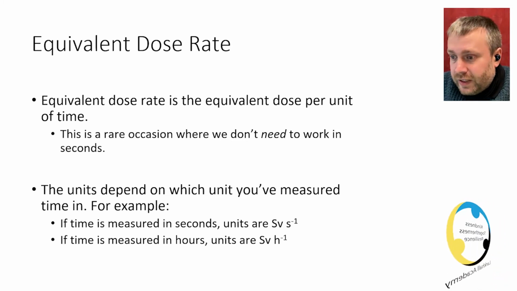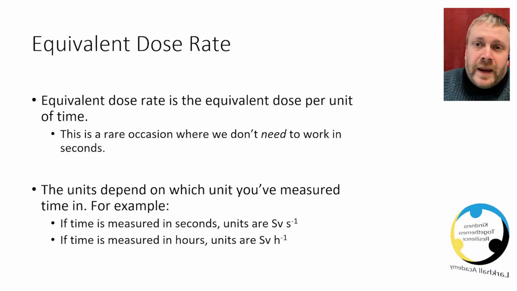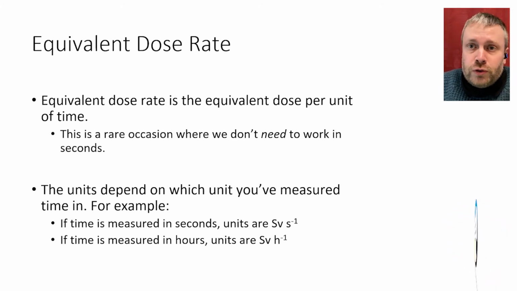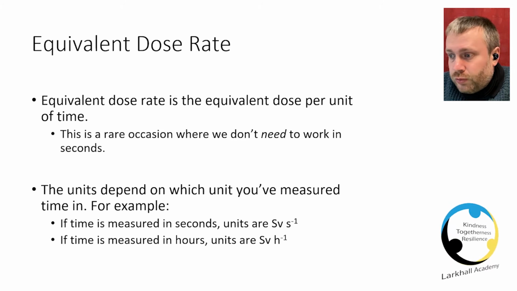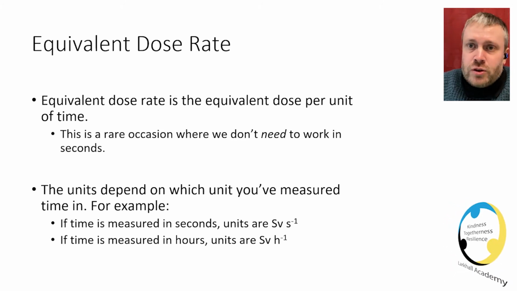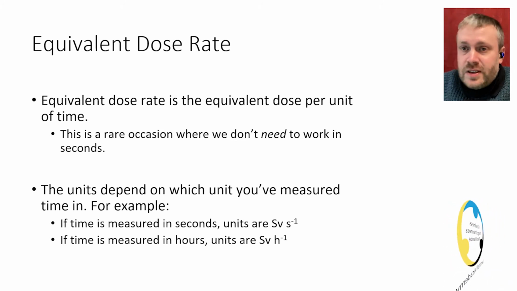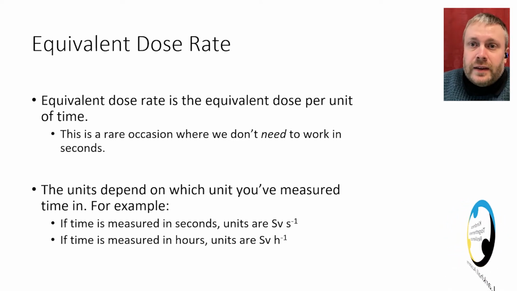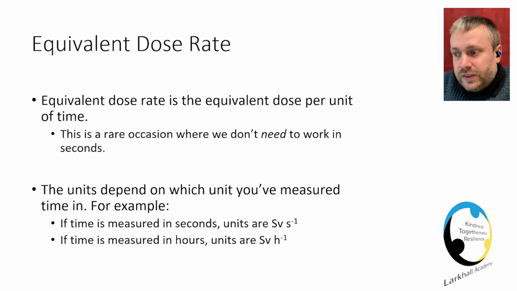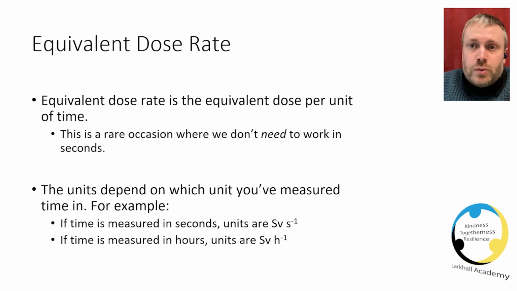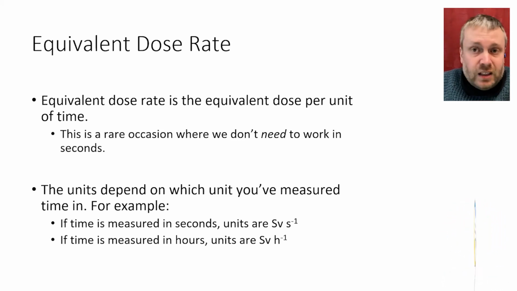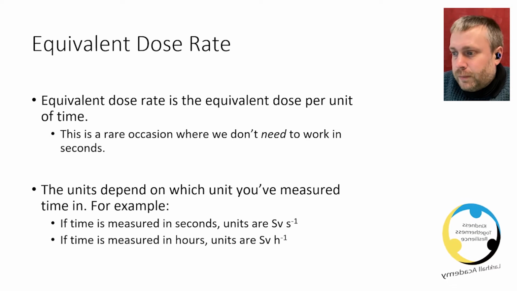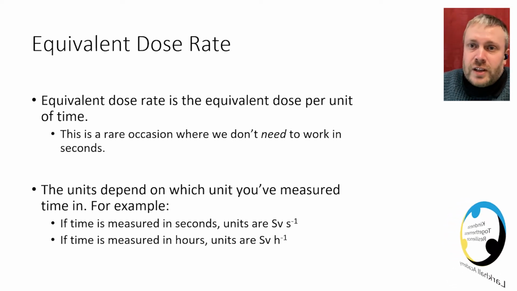The units, of course, are going to depend on what units you've used for time to start with. So, for example, if you've measured your time in seconds, your units will be sieverts per second. If you've measured your units of time in hours, then it would be sieverts per hour. If you've measured it in minutes, it would be sieverts per minute, and so on and so forth. It's fairly simple. You just keep the same units that you had your time in initially.